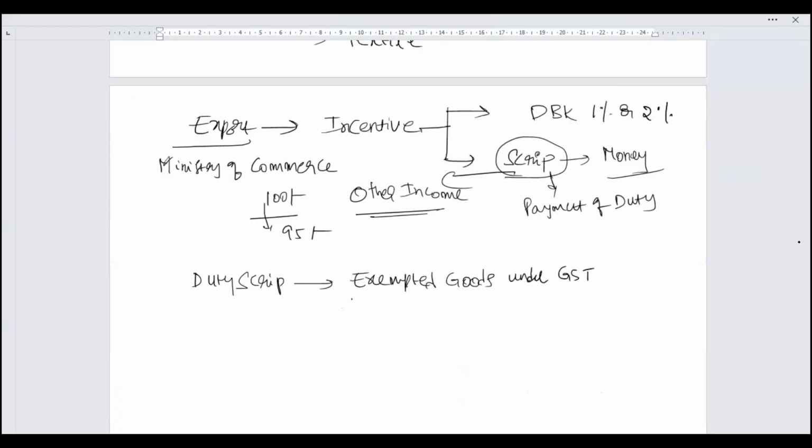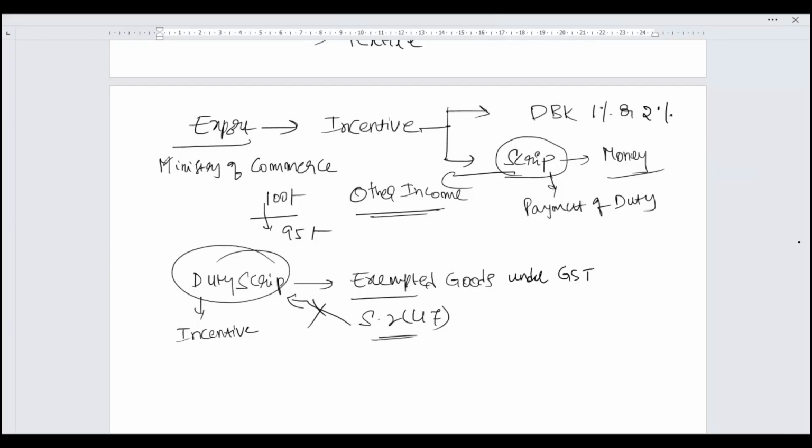Because it is exempted under GST, Section 2, Clause 47 gets applied for this particular duty credit script. Because this is like an incentive, government said that, no, exclude this particular duty script from this particular numerator called exempted turnover.